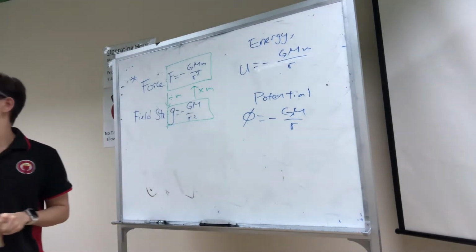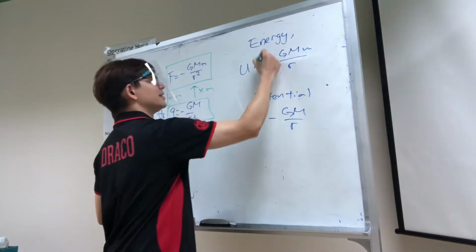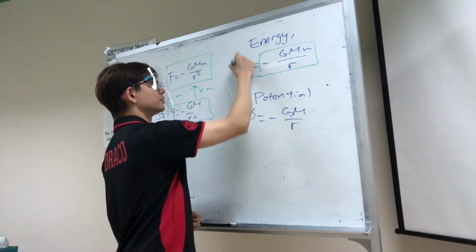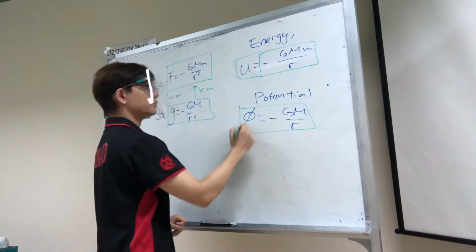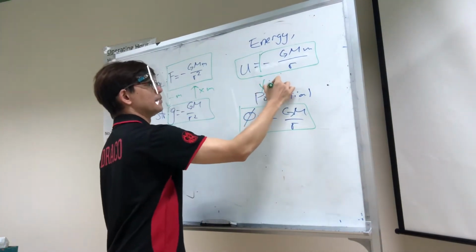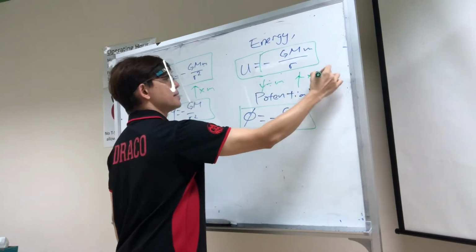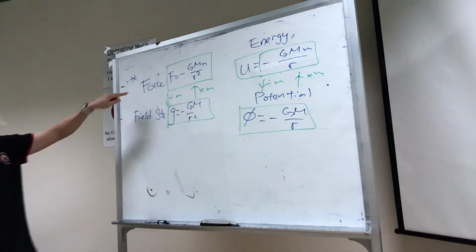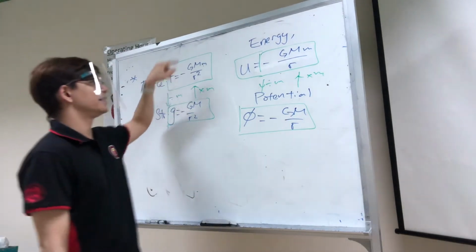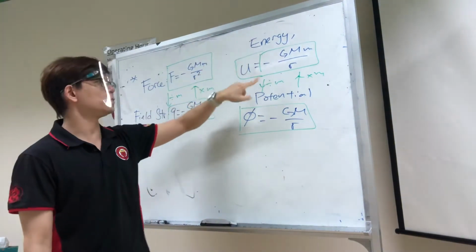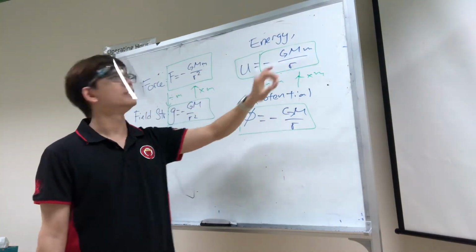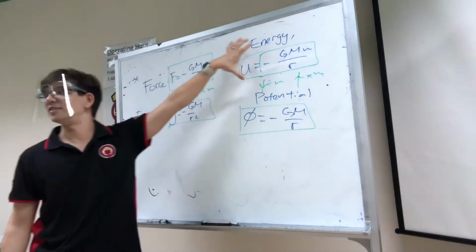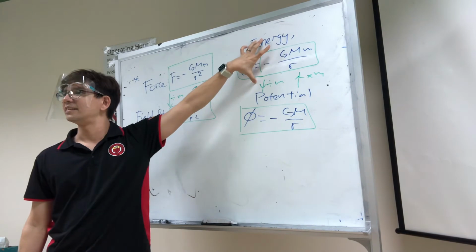We can also talk about gravitational potential energy and potential. And energy to potential, you divide by mass times mass. So if you have gravitational force, when this force does work, there is gravitational potential energy. So gravitational potential energy is given by GMm over r. But the difference between these two is the force is vector, the energy is scalar. Right, so far so good.